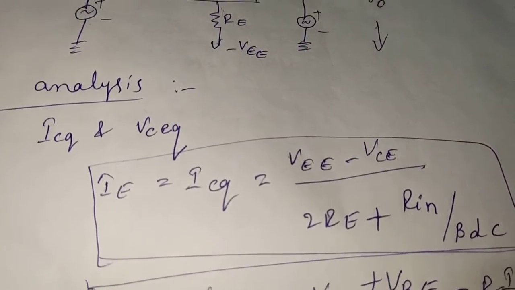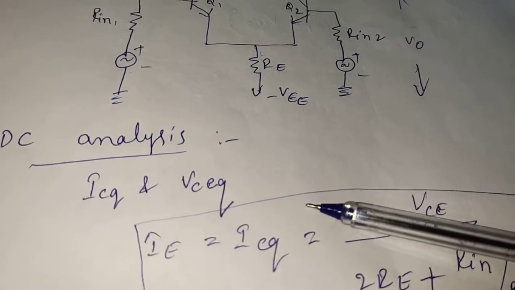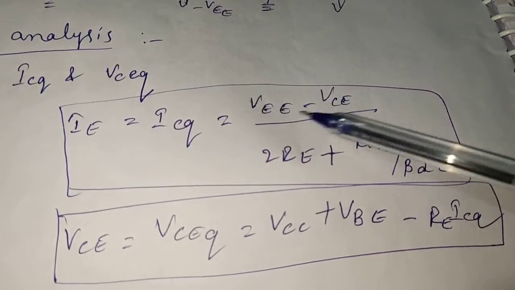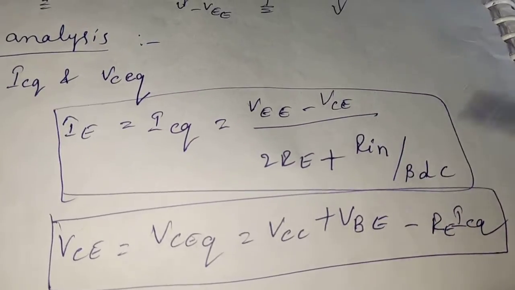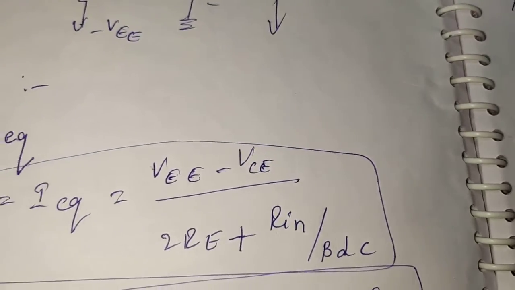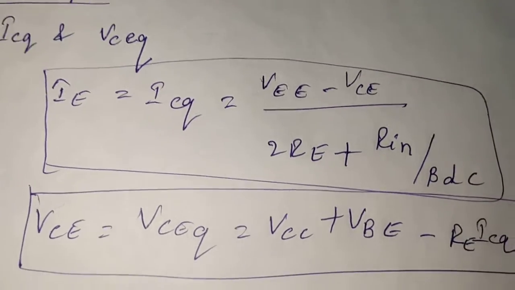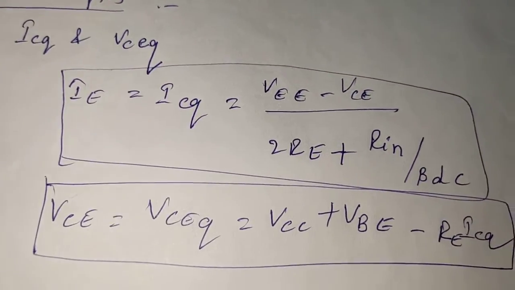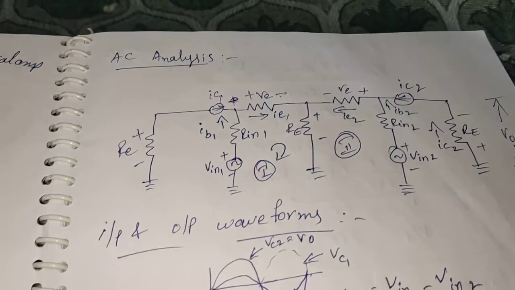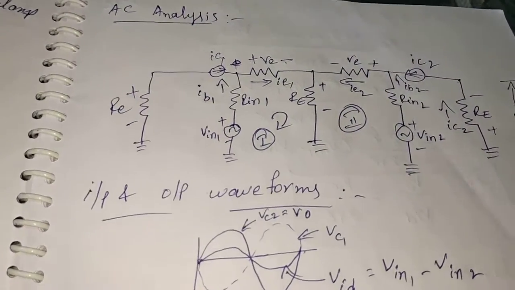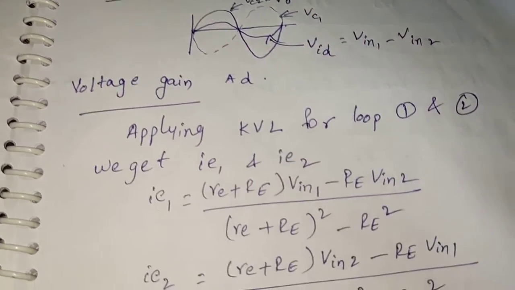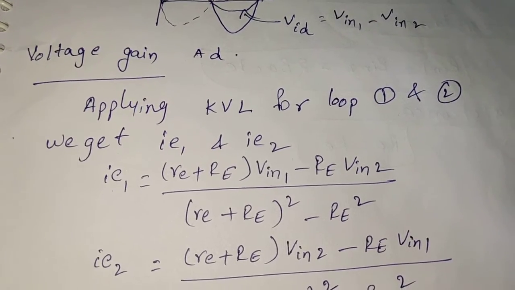See here. Coming to DC analysis. What is DC analysis? Same equations, same ICQ and VCEQ. The same equations we get in the differential amplifier with dual input and balanced output: operating point current and operating point voltages. Coming to AC analysis, we also have the same equivalent circuit and input and output waveforms. Here the only major difference is in the output voltage.